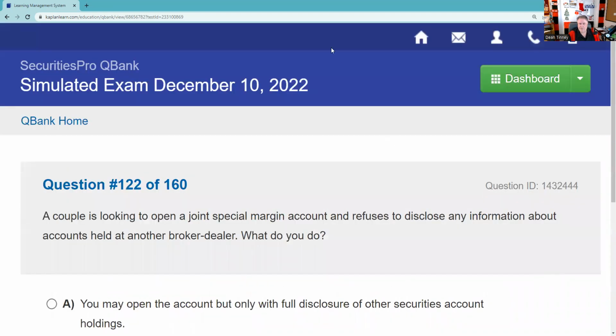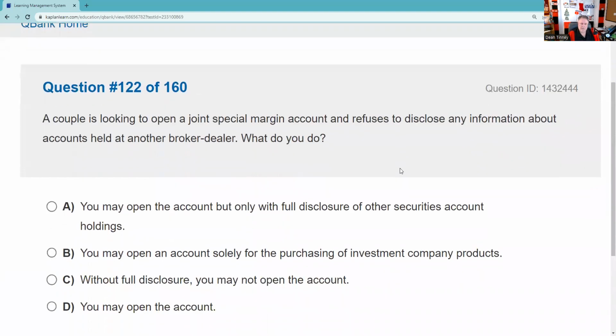Question 122. A couple is looking to open a joint special margin account and refuses to disclose any information about the accounts held at another broker-dealer. What do you do? Well, you may open the account, but only with full disclosure. You may open the account solely for the purchase of mutual funds. That would make no sense. Without full disclosure, you can't open the account.